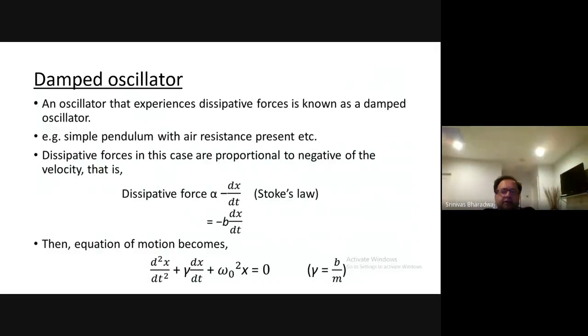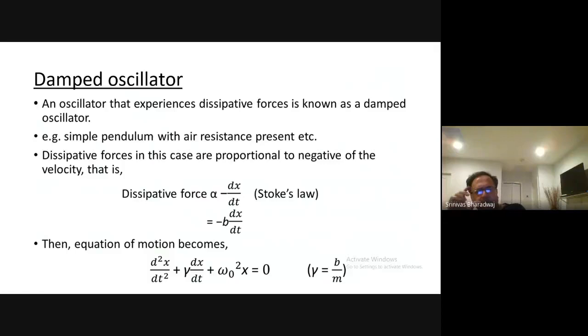Now, the most common case is, of course, the damped oscillator, an oscillator which has a dissipative force like friction. That is dictated by Stokes. Stokes first came up with this one, and then he came up with more complicated mathematics, the Navier-Stokes equation, which deals with turbulence. The dissipative force is added as minus a constant times dx by dt, which is the velocity. So air resistance is proportional to the velocity. Sometimes they say it is proportional to the cube of the velocity. I don't know.